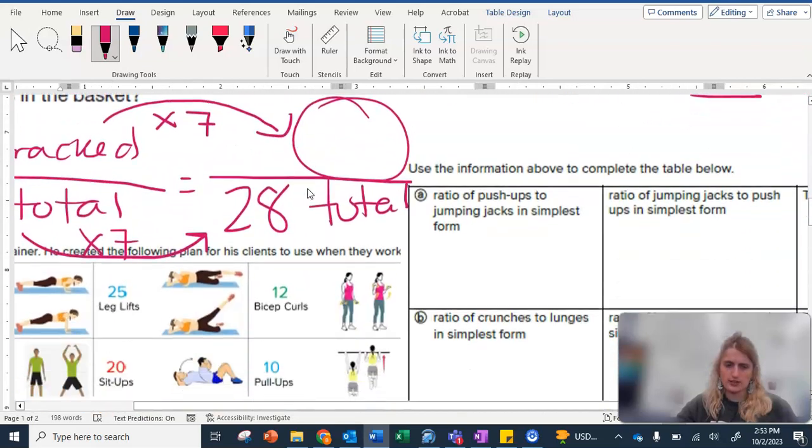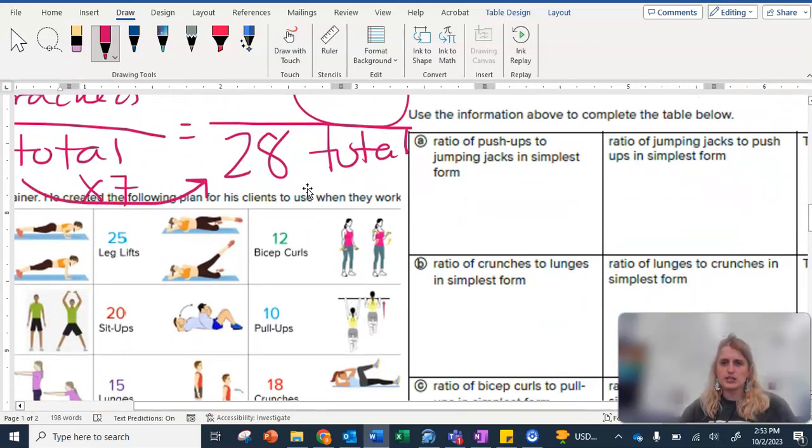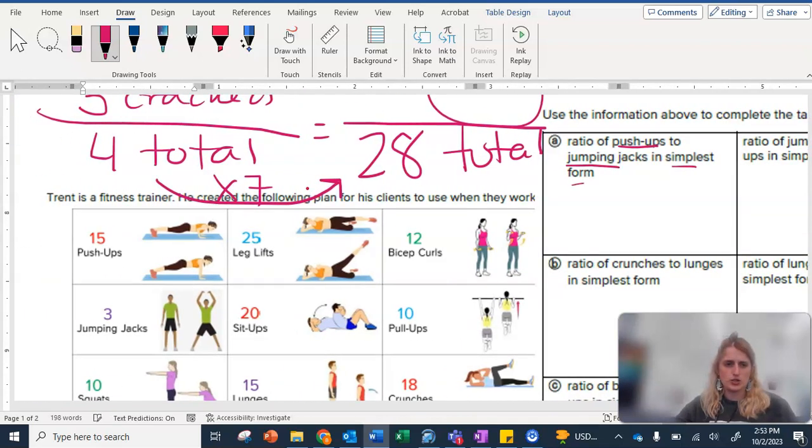Use the information above, it's really next door, to complete the table below. What's the ratio of push-ups to jumping jacks in simplest form? All right, so I'm looking at this picture. I see 15 push-ups, 2 jumping jacks, 3 jumping jacks, and I need to simplify that.